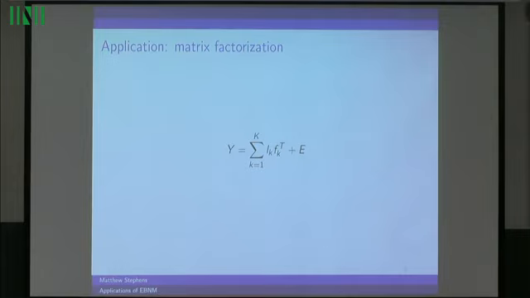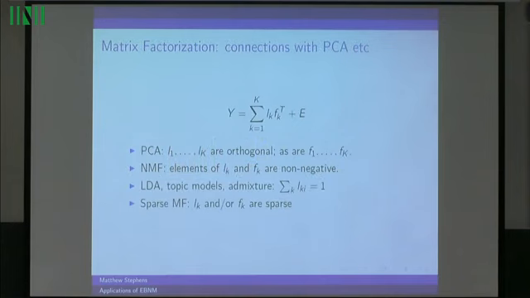And the last application I wanted to mention is matrix factorization. By this I mean problems of this form, where I've got a matrix that's n by p, and I'm going to factorize it into k, what you might call factors, that are vectors. Each of these, Lk and Fk, is a vector. Lk is a vector of length n, Fk is a vector of length p. So this is a rank k matrix, and we're essentially representing Y as a rank k matrix plus an error term.